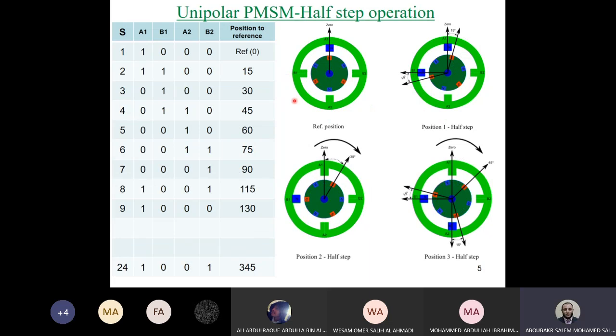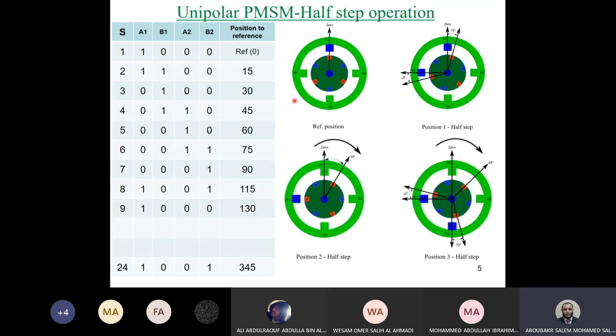For the half step operation we described last class, half step means the motor is going to move with half of the step angle of the full step operation. So if the full step operation here has a step angle of 30 degrees, we expect to have 15 degrees motion for half step operation. How can half step operation be obtained?